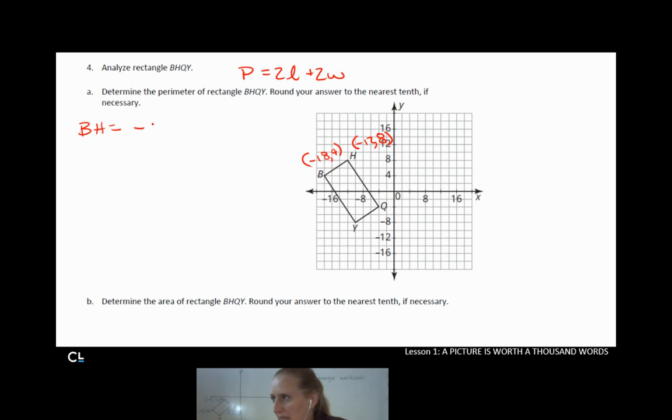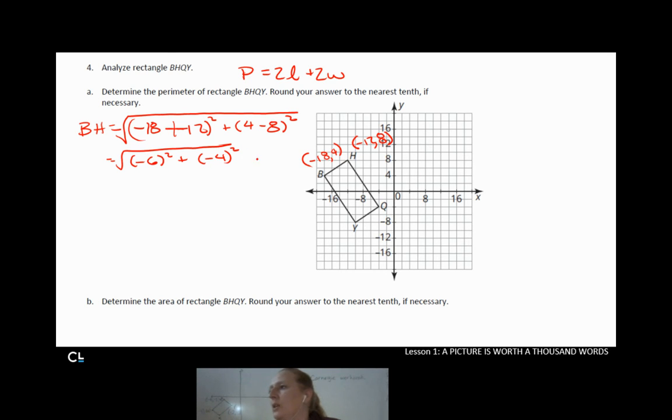So I'll subtract my x's. Negative 18 minus a negative 12. Watch the double negatives. Subtract my y's. 4 minus 8. You're welcome to use a calculator, but also hopefully remember double negative becomes a positive. This is actually negative 18 plus 12, which is a negative 6. 4 minus 8 is negative 4. Negative 6 squared is 36. Negative 4 squared is 16. Together, I believe that's 52, but I'm going to double check.